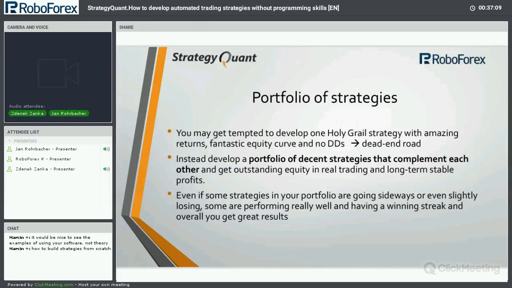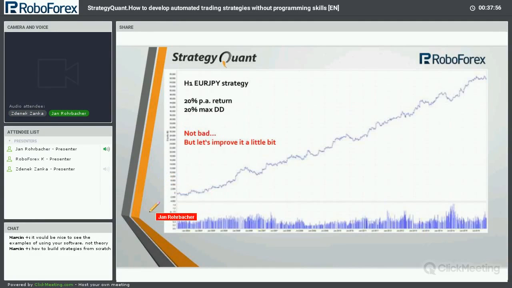Instead of this dead-end road, please focus on developing a portfolio of nice strategies that combine or complement each other and give you a really nice-looking equity curve in real trading and truly long-term stable profits. Like I discussed before, even if some of the strategies in your portfolio are going sideways or slightly losing, some are performing really well and can have a winning streak, and overall you get very nice results. So this is the key. I will show you more evidence regarding this matter.